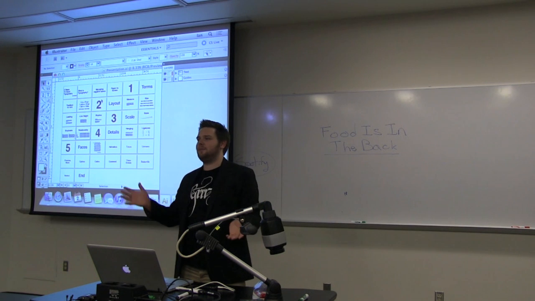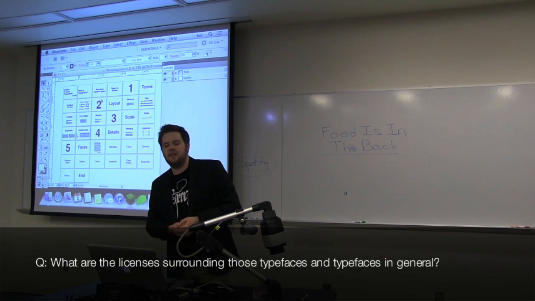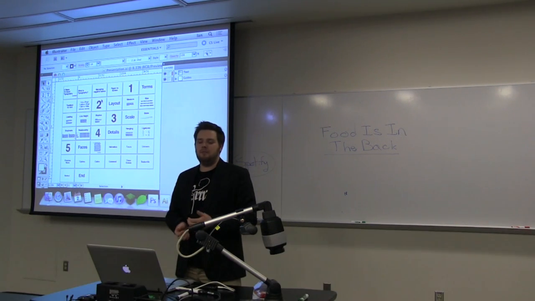Also in the back, I'll look around. What are the licenses surrounding those typefaces in general? So typically it depends a lot on where they're coming from.